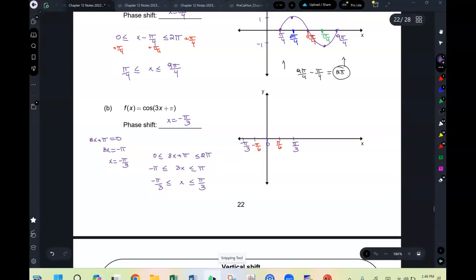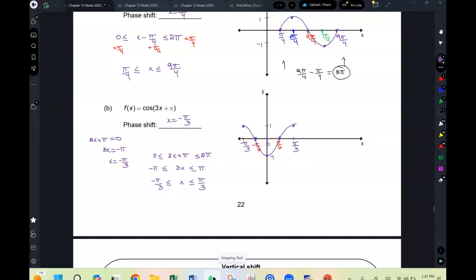So use that symmetry. So now this is a cosine. Again, you have to label 1 and negative 1. Okay. So negative pi over 3, right? Cosine starts at the max, so we're here. Then we go to 0, negative 1, 0, positive 1, and here we go. There's that cosine we're talking about.